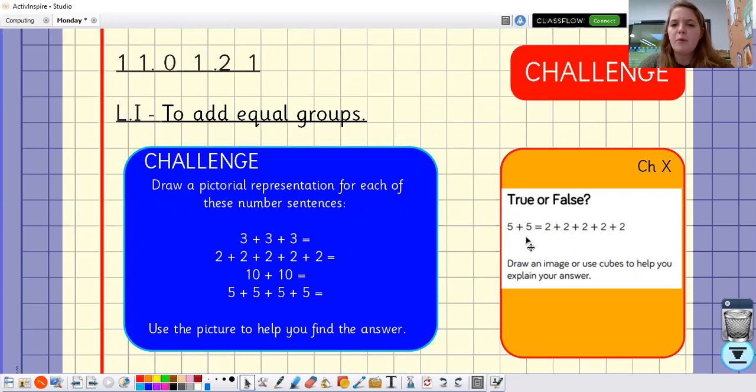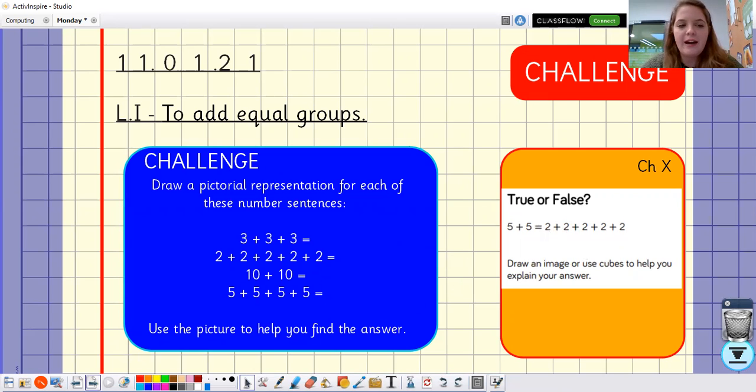Now remember what this equals sign means. Remember, it means the same as. So the left-hand side needs to equal the same as the right-hand side. So you need to find out, do both sides equal the same? Is this true or is this false? I'd like you to write a sentence to explain. So either write the word true and the word because to explain why, or the word false and use because to explain why. Okay, so you have your main challenge, and then if you want to challenge yourself further, the challenge X is there for you.